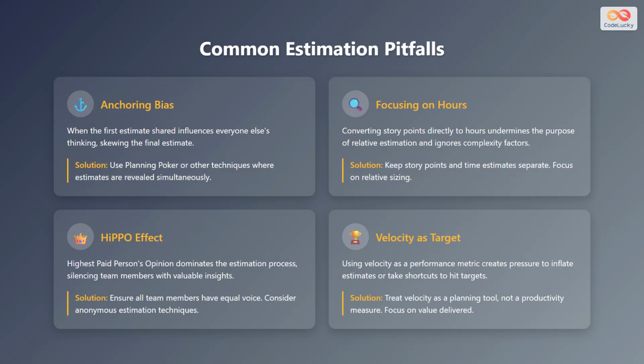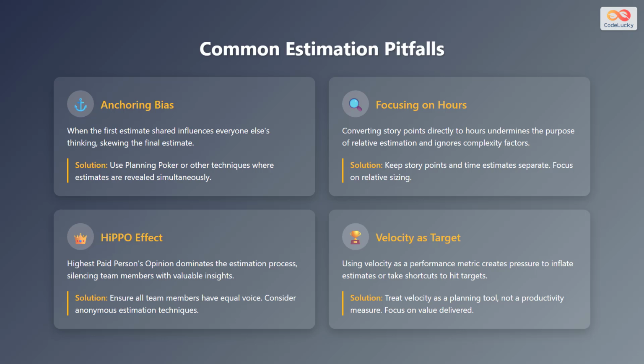Several common pitfalls can undermine the effectiveness of story point estimation. One is anchoring bias, where the first estimate shared unduly influences everyone else's thinking, skewing the final estimate. To avoid this, use planning poker or other techniques where estimates are revealed simultaneously. Another pitfall is focusing on hours, which undermines the purpose of relative estimation by ignoring complexity factors. It's better to keep story points and time estimates separate and focus on relative sizing.